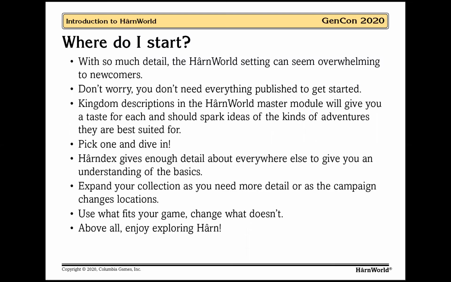There's a lot of information in the Harndex that if you set your game in Retham and a question comes up about something in Caldor, you can just look it up in the Harndex and say, okay, yeah, there's a couple sentences about the castle of Monarsis, but that's really all I need right now. And so you can start from one place and expand out from there as your campaign grows, or as you change locations and that sort of thing.